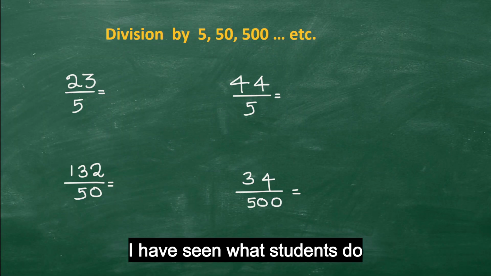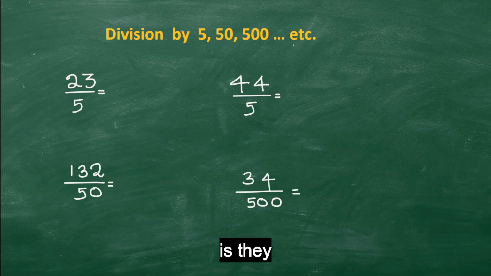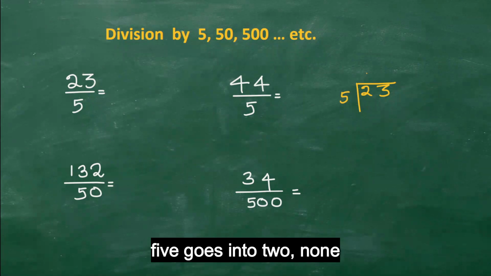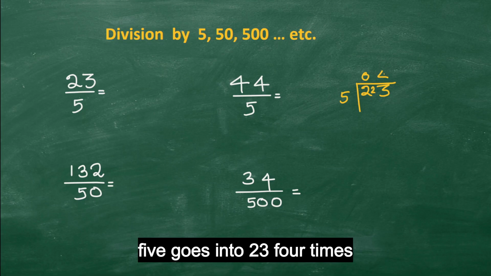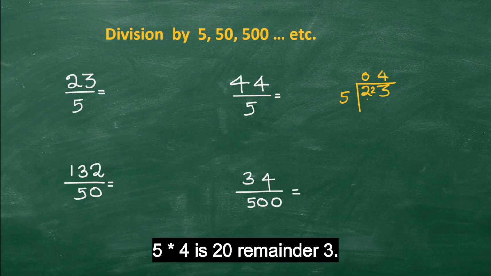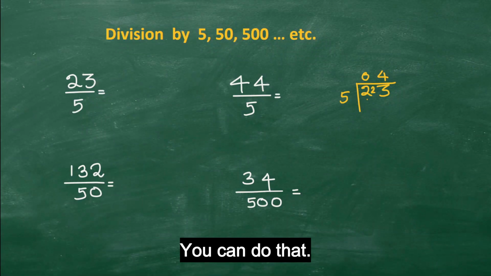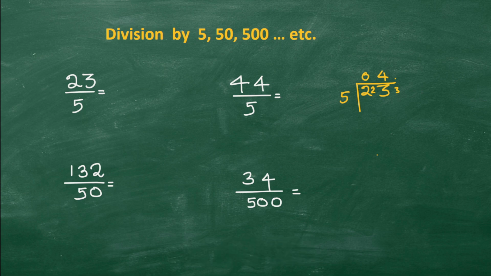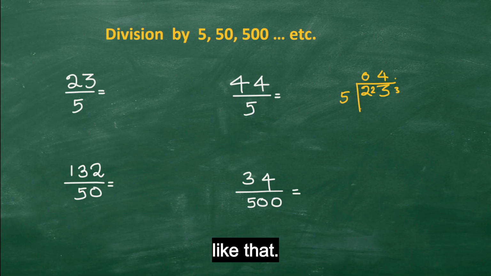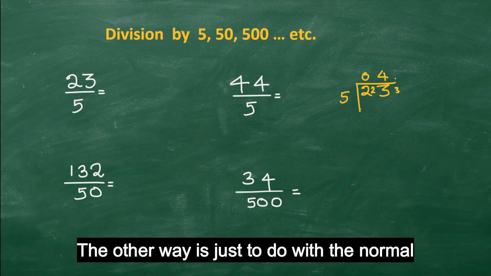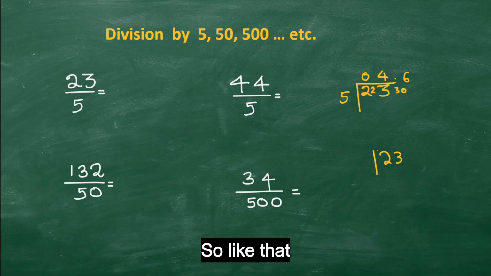Normally, I have seen what students do is they divide it like this. 23 divided by 5. 5 goes into 2, none, move the 2. 5 goes into 23, 4 times. 5 times 4 is 20, remainder 3, like that. You can do that. The other way is just to do it the normal long way, so like that.